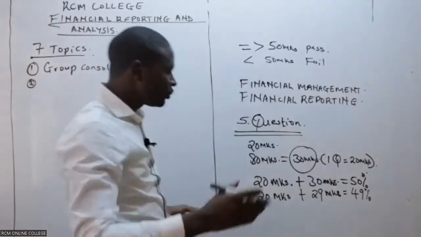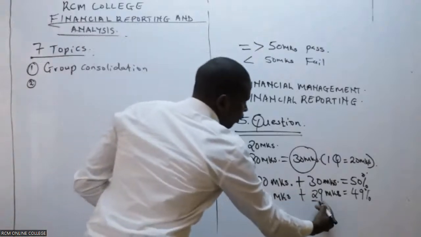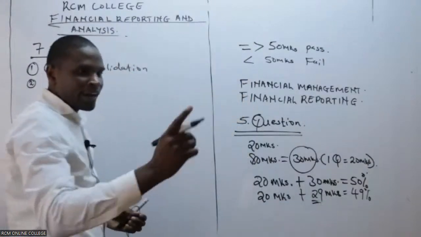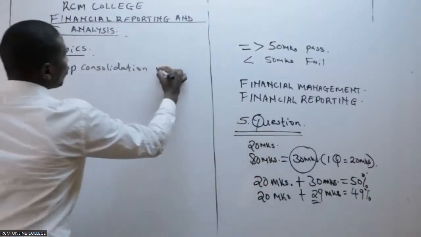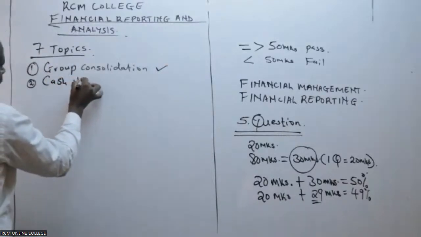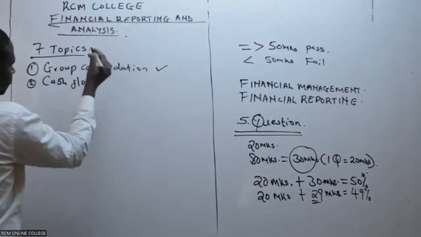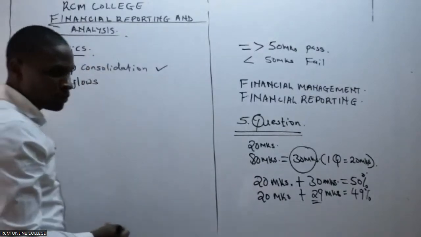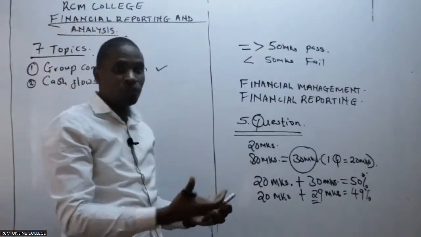Now, I want to give you a secret. How do you obtain that one mark? Make sure that you understand group consolidation. Make sure that you understand the cash flow statement. Cash flows, you know how to prepare. I know we have done questions on this.